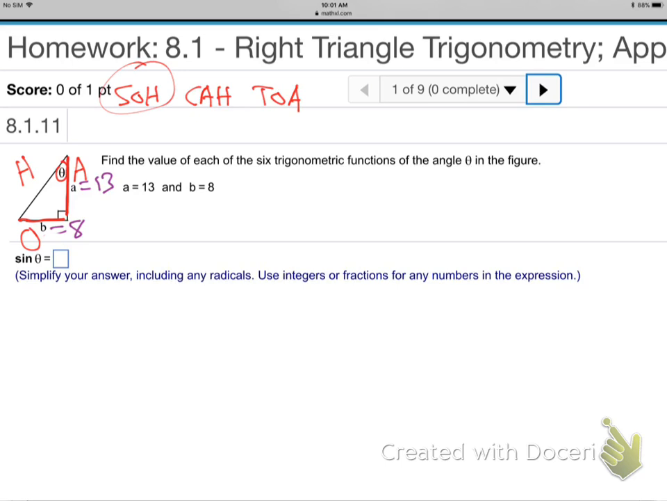Sine is opposite over hypotenuse. So sine, bring it down here. Sine is opposite over hypotenuse. So that would be 8, the opposite, over the hypotenuse. Oh, we don't have the hypotenuse. I got to get the hypotenuse. So how do I find the hypotenuse?